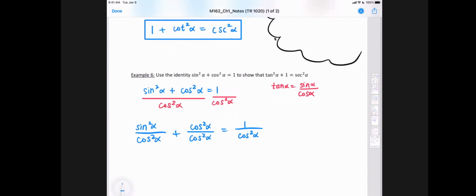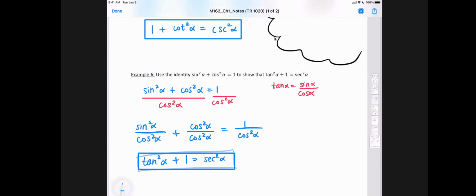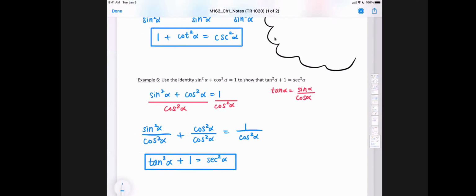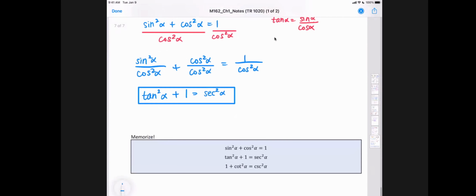So sine square over cosine square, by the identity, comes out to be tangent square. And then cosine square over cosine square is 1. And that is equal to the other one, 1 over cosine square, which is secant square alpha. And there's the other form of the Pythagorean identity. So they're in the box right here, all grouped together. These are all Pythagorean identities.